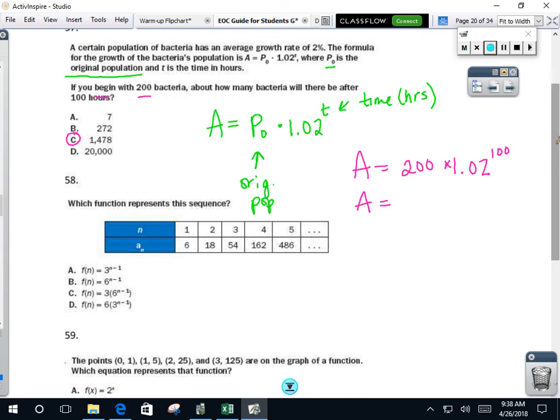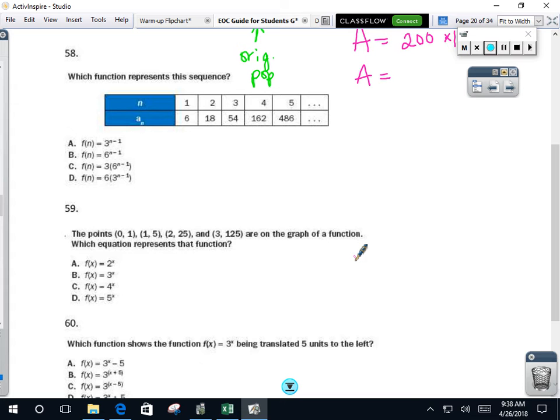All right, number 58. Which function represents this sequence? Okay, so we have a table. The x values are 1, 2, 3, 4, 5. The y values are 6, 18, 54, 162, 486. Do you notice a pattern? What's the pattern? Right, they are multiplying by 3 every time.